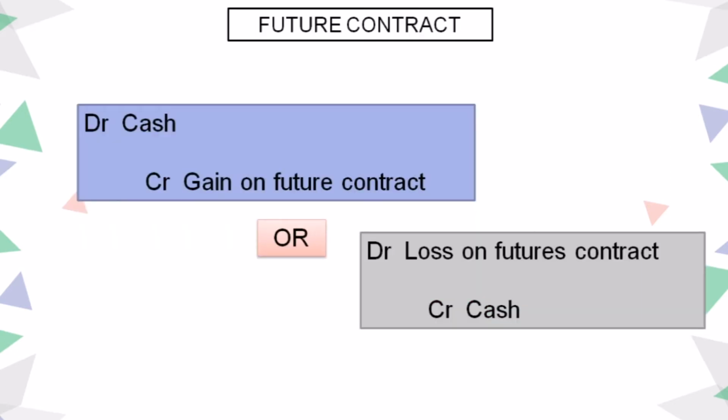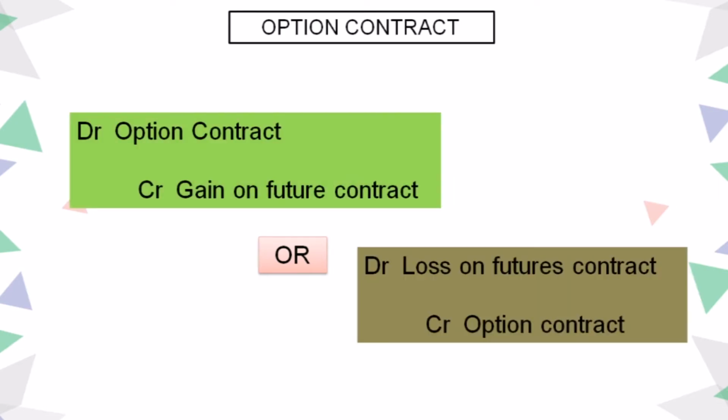Okay, next is the futures contract. The journal entry for a futures contract is debit cash, credit gain on futures contract, or debit loss on futures contract and credit cash. Lastly, the option contract. The journal entry for an option contract is debit option contract, credit gain on futures contract, or debit loss on futures contract and credit option contract.